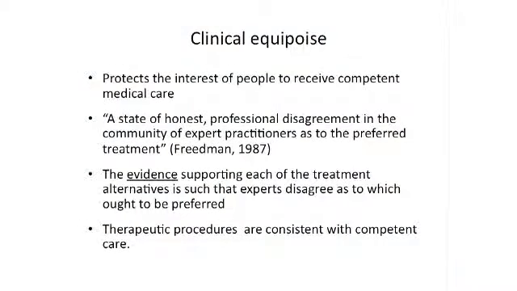The way that I look at the concept is that it's really a statement about the state of evidence regarding the treatment alternatives in a study. And it says basically that the evidence supporting each of the treatment alternatives is such that experts either in fact disagree or, presented with the evidence, they would disagree as to which ought to be preferred. I think what that standard is getting at is a way of operationalizing the moral requirement that therapeutic procedures in a study need to broadly be consistent with competent medical care. So I think that's what clinical equipoise is really about.